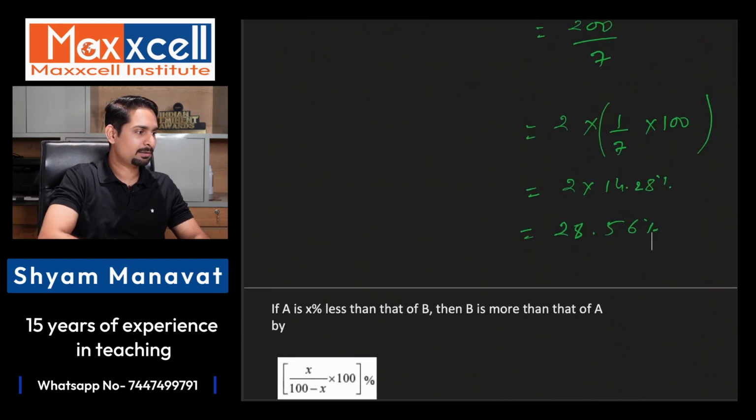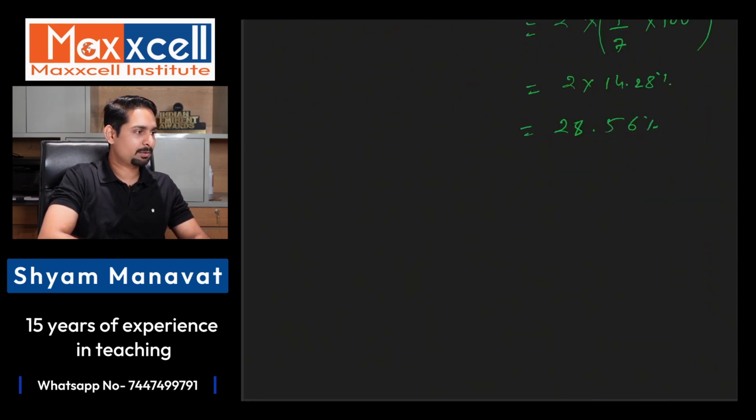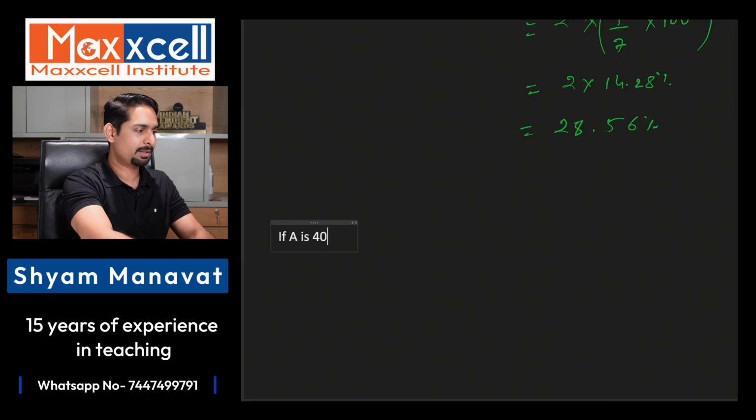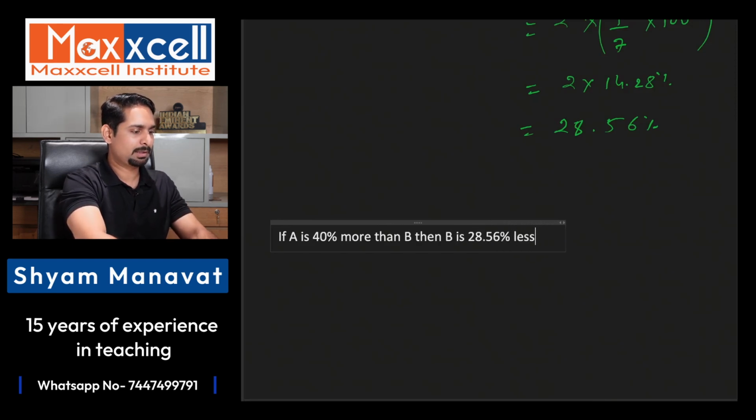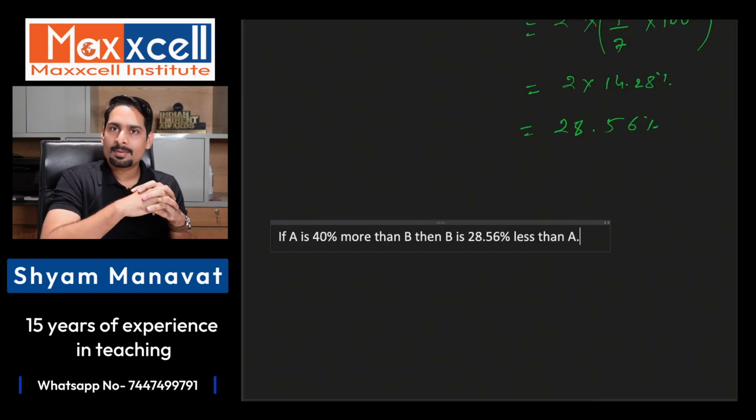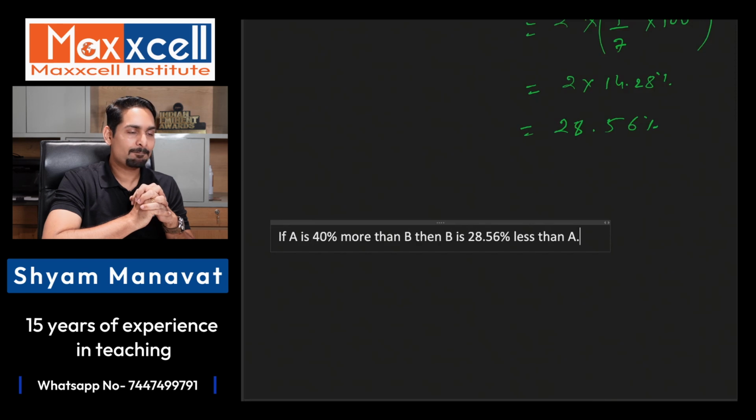Yes. So what do we understand here? Let me repeat this. We understand if A is 40% more than B, then B is 28.56% less than A. Yeah, this is what you get.